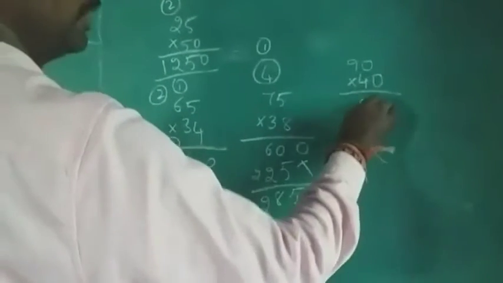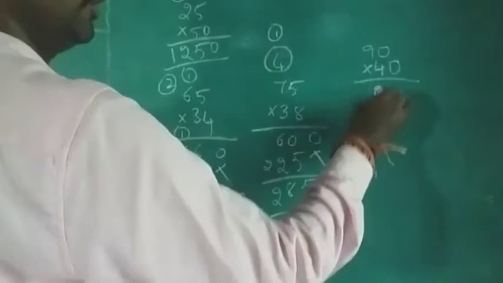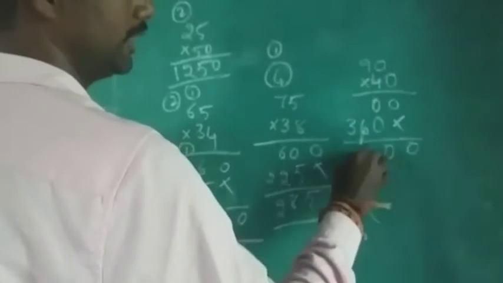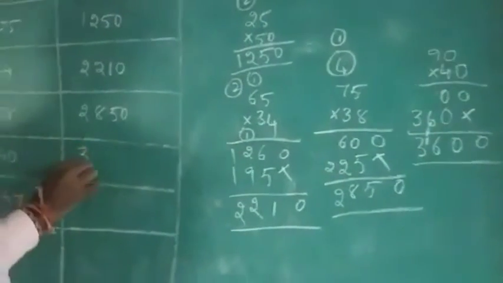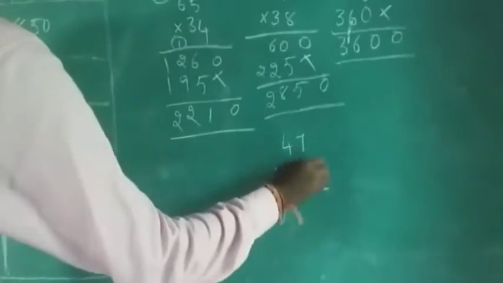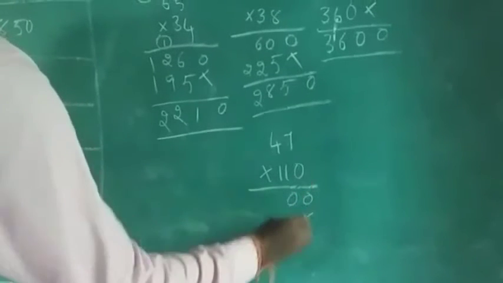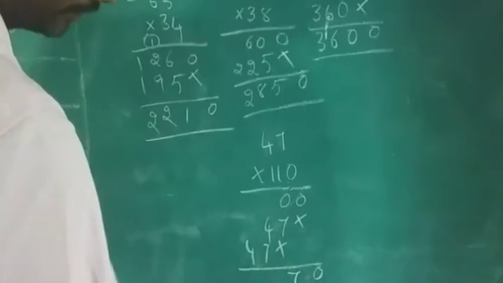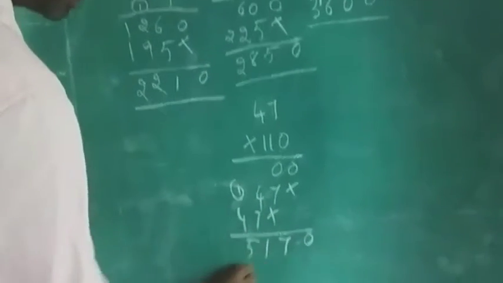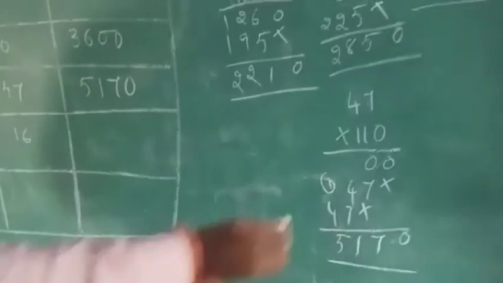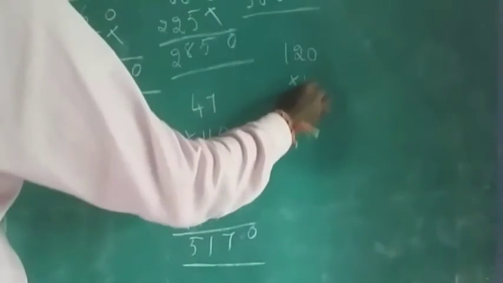0 you will write, and 4 zeros are 0, 4 nines are 36, so you will write 3600. The next one, 47 into 110: 0 into 7 is 0, 1 into 7 is 7, 1 into 4 is 4, 47 0 7 11, 1 carry 5. What do you get? 5170. Then you multiply the next, 120 into 16.